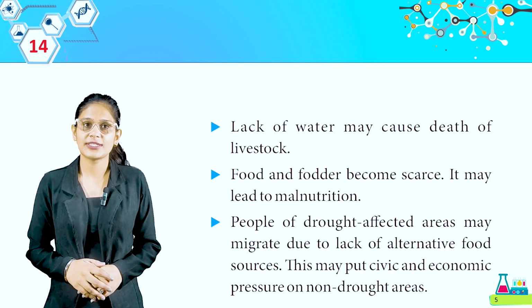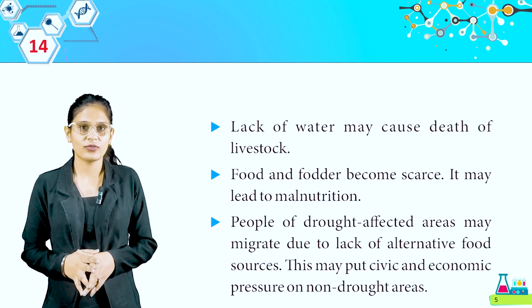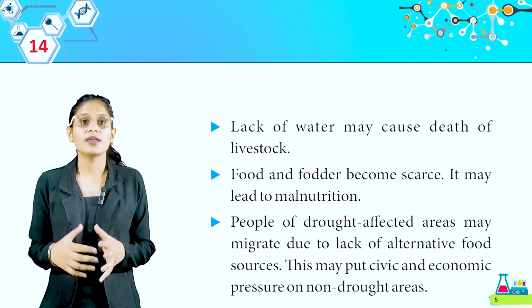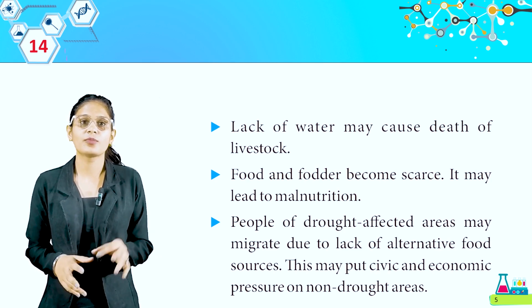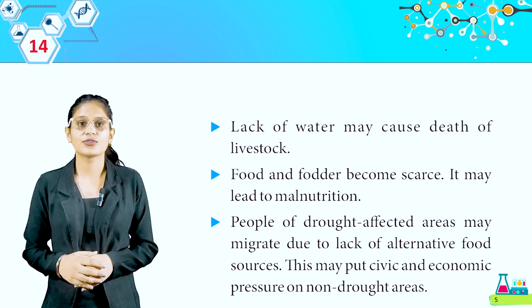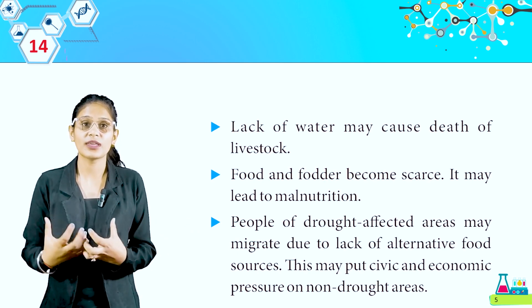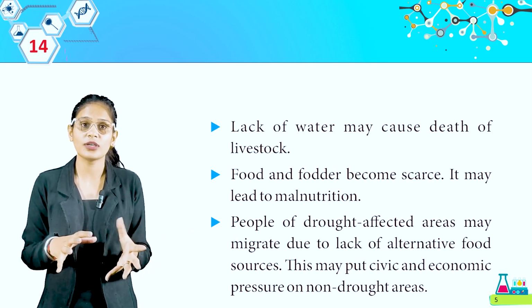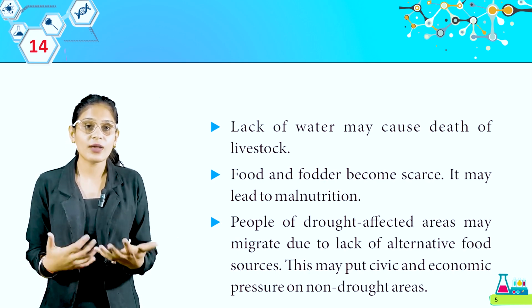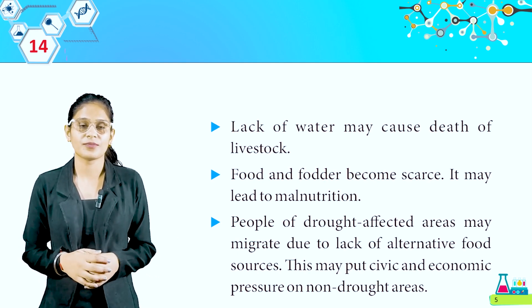People of drought-affected areas may migrate due to lack of alternative food sources. This may put civic and economic pressure on non-drought areas. So students, if people start migrating, what effect does it have on us? Our economic and civic conditions get worse in the non-drought areas.